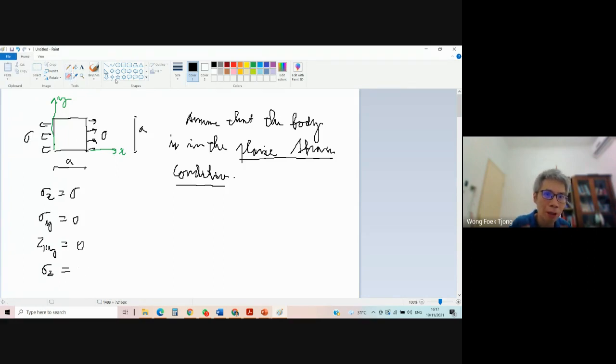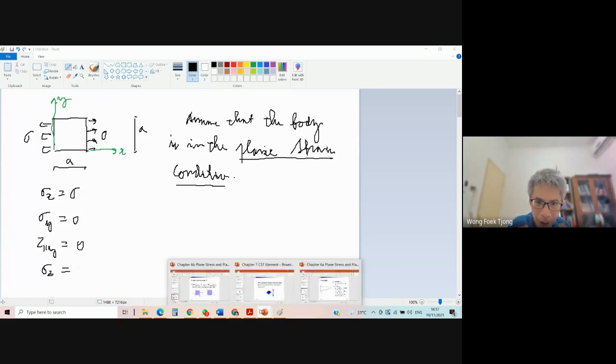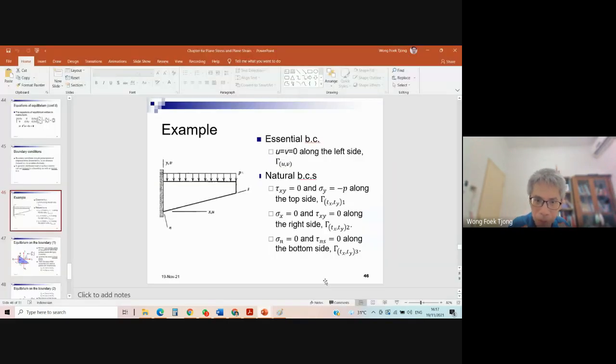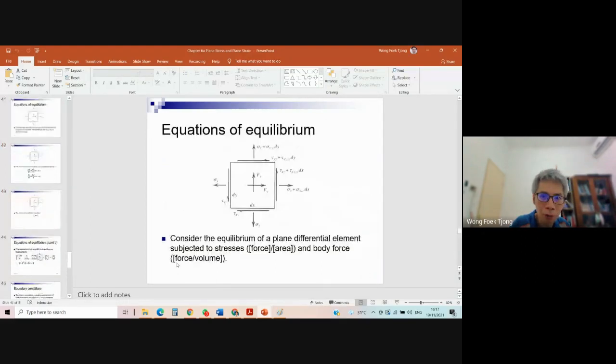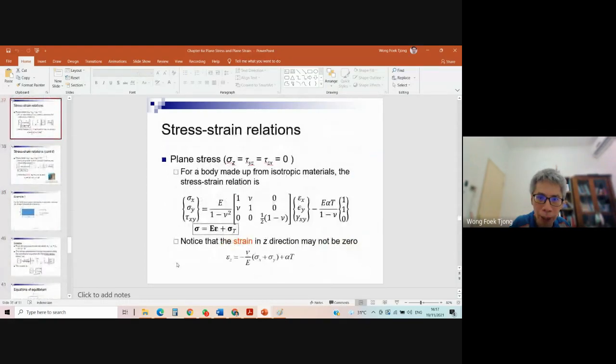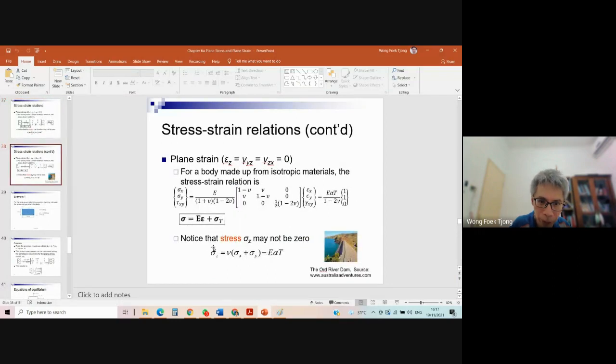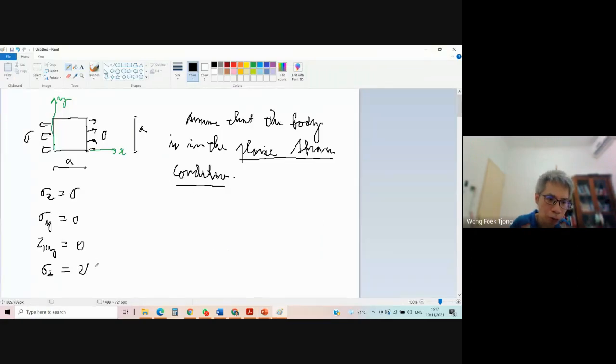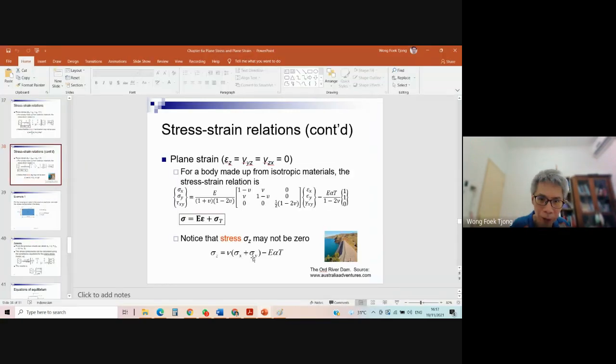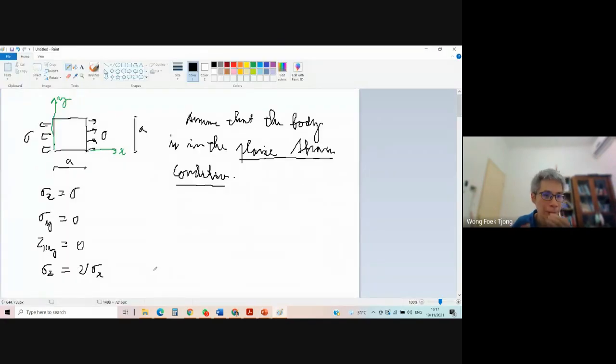So of course, sigma z, if not 0, we can calculate using the constitutive equation. Which constitutive equations? Let's take a look at the previous slides. Of course, the constitutive equation for plane strain. So sigma z we can calculate from here, assuming that there is no temperature change. So sigma z is nu sigma x, because sigma y is 0. So this is the condition if we assume the plane strain condition.